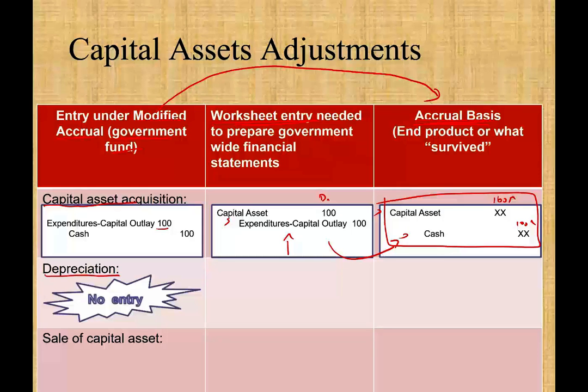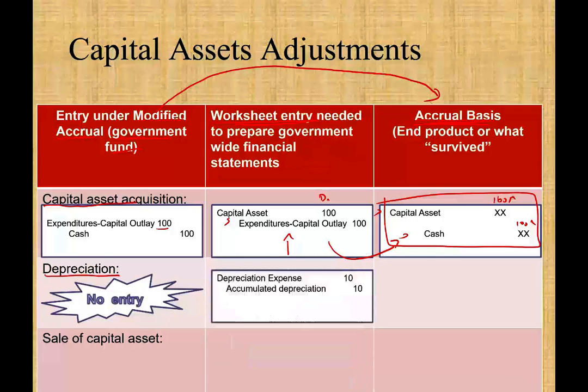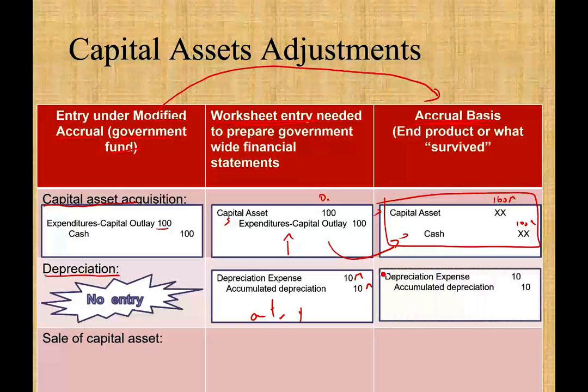Simply, we're going to book depreciation. How do we book depreciation? Hopefully, you know how to do this. Debit depreciation expense, 10 million. Credit accumulated depreciation, 10 million. So this is the entry that we make on the worksheet. Then what survives is the entry. With that, what's going to happen? The end product is we're going to show the depreciation expense of 10 million on the government-wide financial statement and accumulated depreciation of 10 million.